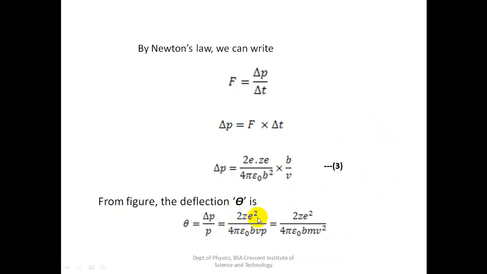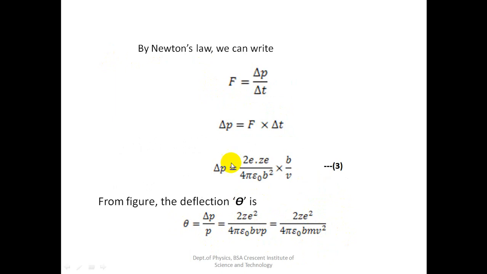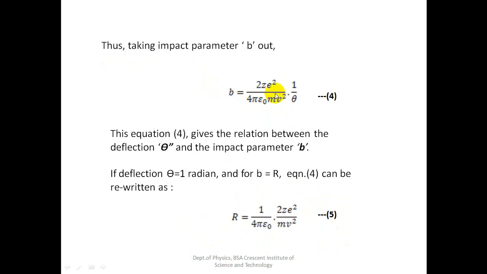So having said that, delta p value is written here divided by p, and there is a b square over here and b here. Impact parameters will cancel, so one b is cancelled off, and therefore we'll have only b here, and there is a v here, and then there is a p down, so that p is multiplied. As a result, this p is written in terms of mass into velocity, which gives you mv square. So theta becomes this value from which you can take the impact parameter out. So the impact parameter b is written like this. Theta goes down, and b comes over here as a result. So b is written like this: 2 Z square e square by 4 pi epsilon naught mv square into 1 by theta.